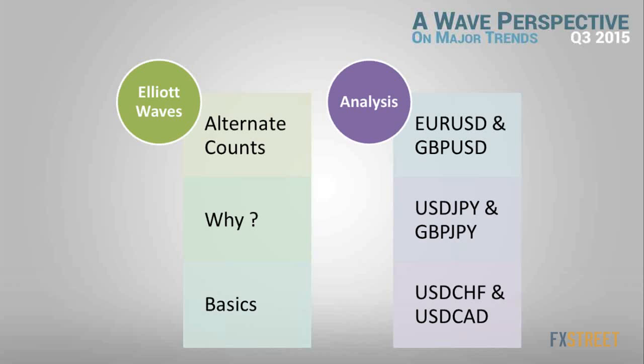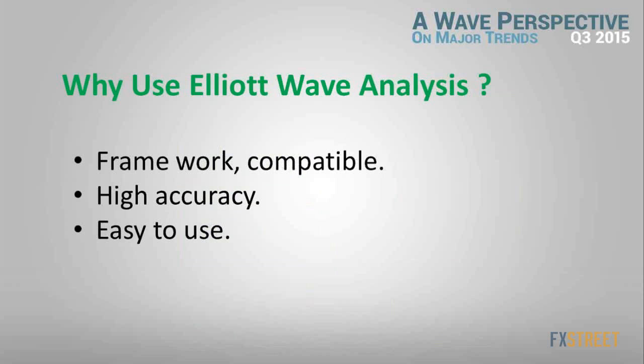First, we will analyze the Euro US dollar pair and the Pound US dollar pair and USD Japanese yen and GBP Japanese yen and the star of the year, USD Swiss franc. And finally, if we have time, we will analyze the US dollar Canadian dollar. Now, what is Elliott Wave analysis?